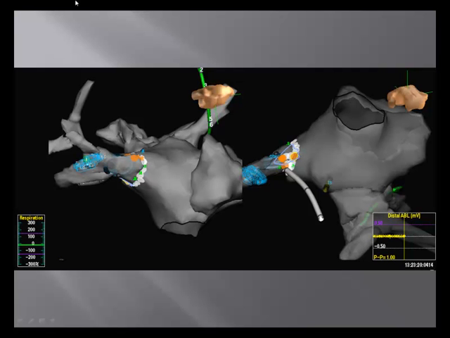Each one of these dots represents RF energy. We were able to move with great precision the catheter tip so that it actually encircled the pulmonary vein, and I'll tell you in a minute why that's important, and got contiguous overlapping lesions, and tagged each one of them on the map.